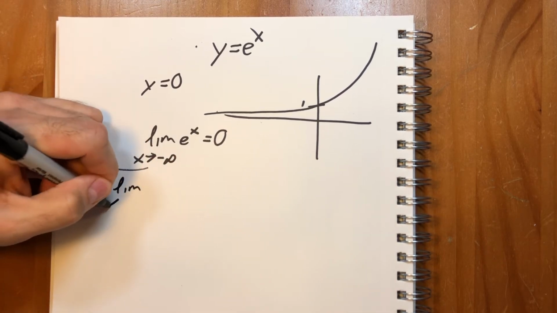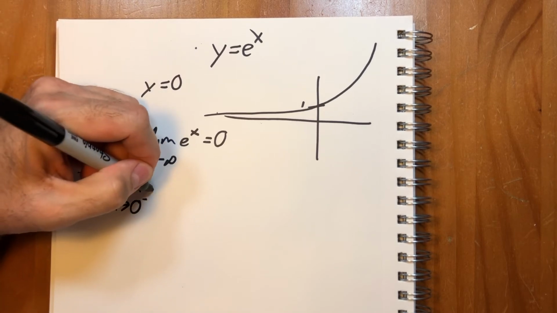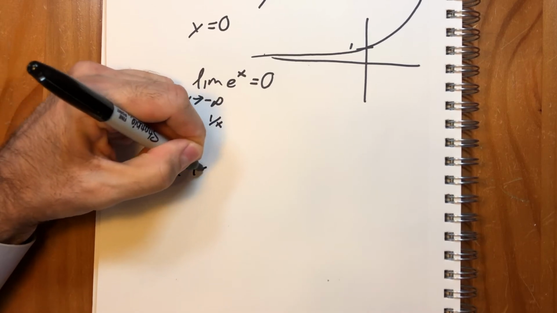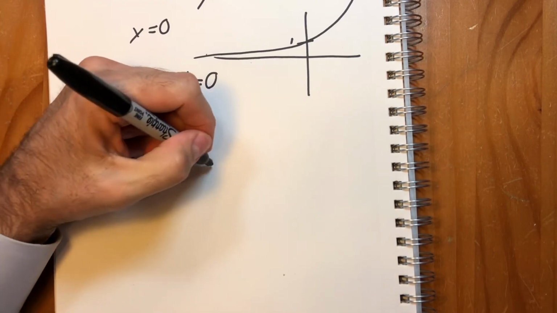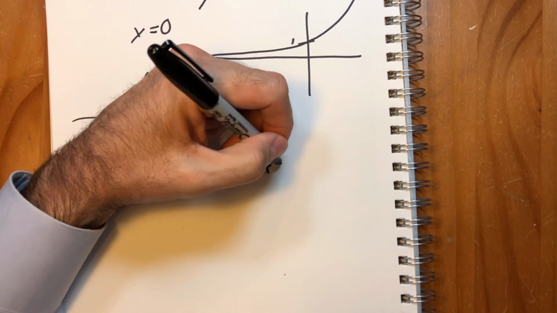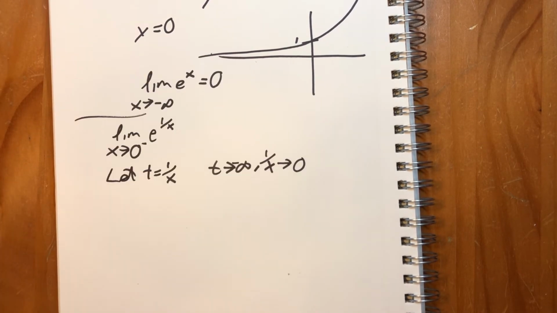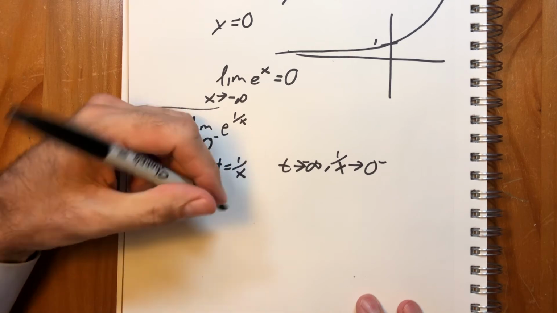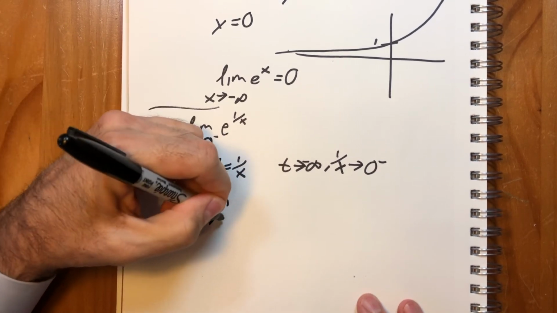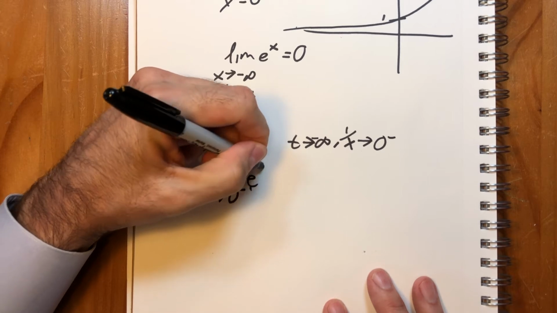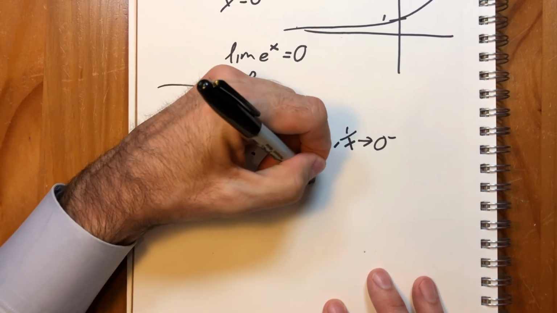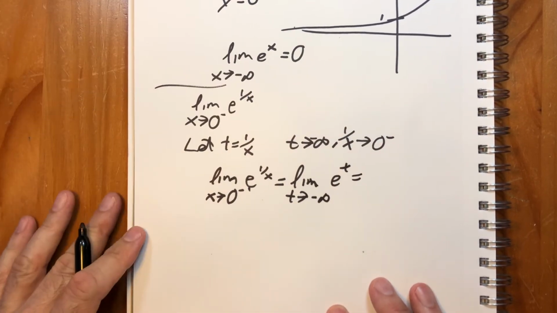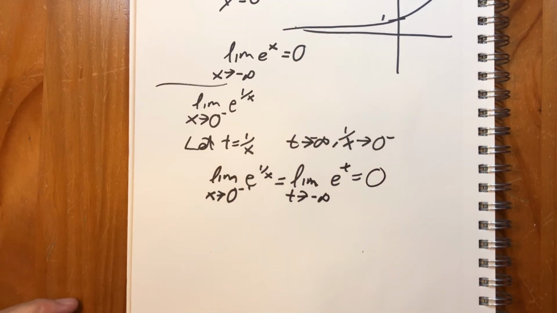Now, what about the limit as x approaches 0 from the left of e to the 1 over x? What's this going to look like? If we let t equal 1 over x, then we know from our theorem that if t approaches minus infinity, then 1 over x is going to approach 0 from the left. So we can rewrite the limit as x approaches 0 from the left of e to the 1 over x as the limit as t approaches minus infinity of e to the t. And now this is what we just did. So that equals 0.